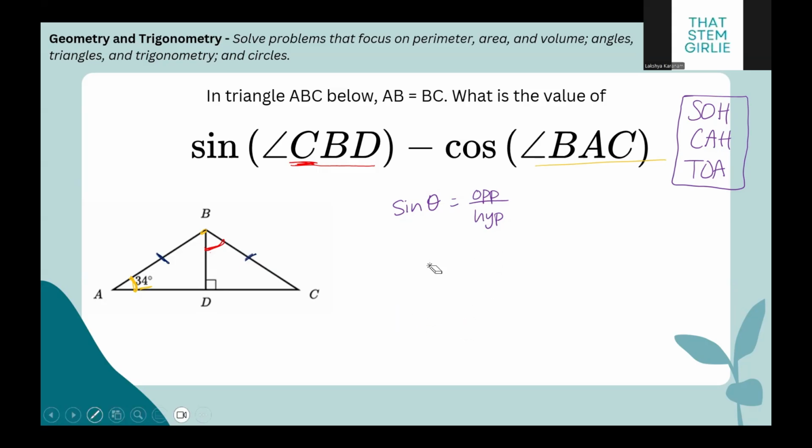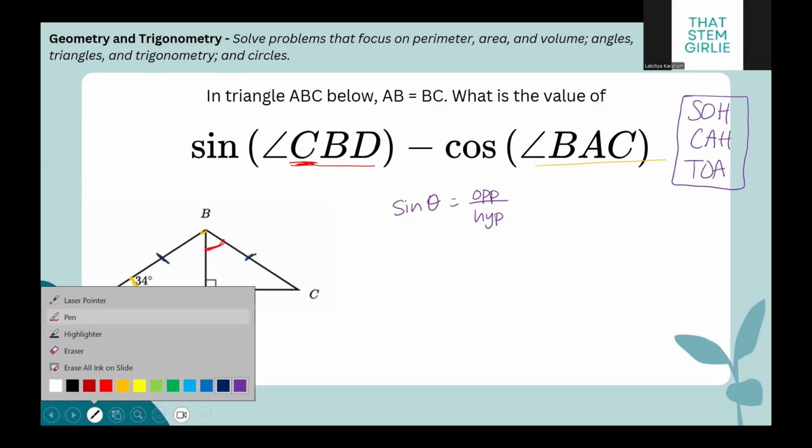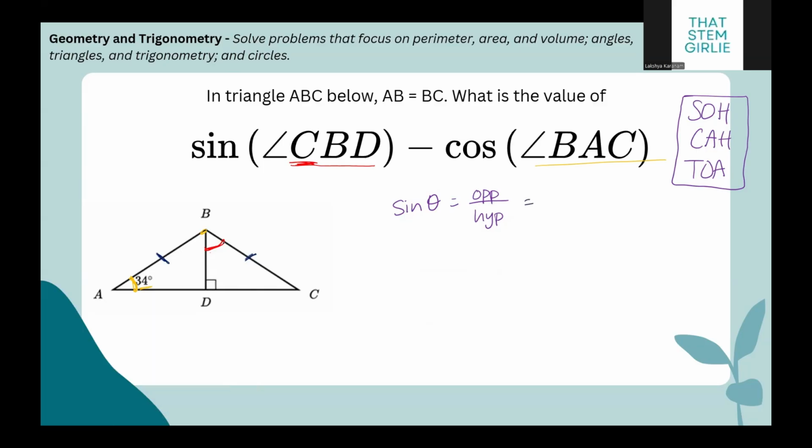So sine of this means we want to find what side length is opposite this red angle here. DC, right? So it would be the side length of DC over the hypotenuse here, which is the side length BC. Okay. We don't know what either of those are right now, but we will be able to find it, okay?